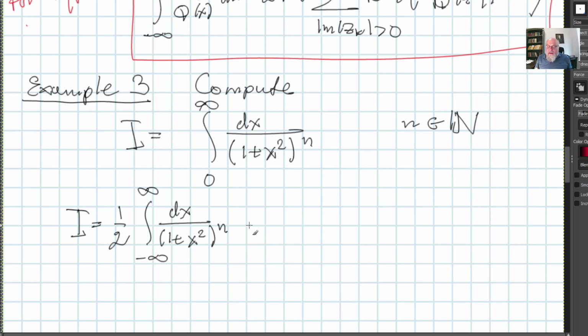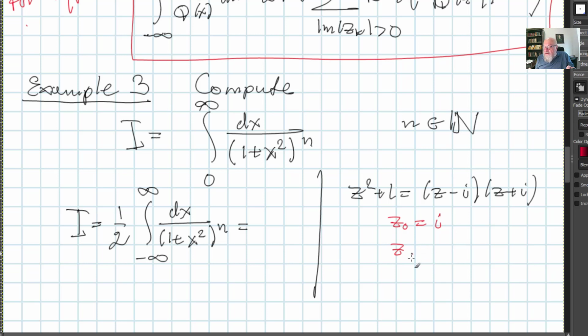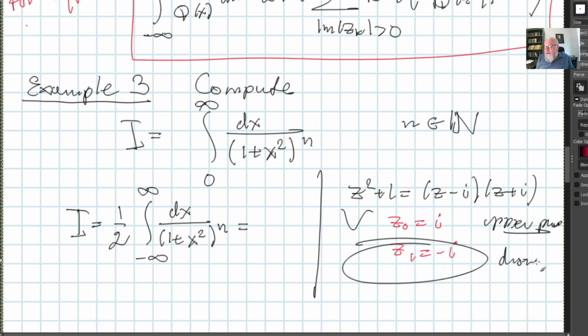So I write down 1/2, and now I have to look at the roots. z squared plus 1 is equal to (z minus i)(z plus i), so z0 is equal to i, z1 is equal to minus i. This is in the upper half plane, so it's good, and that one we disregard. So that's the only root that is playing here. So we have one singularity, so we can definitely continue.